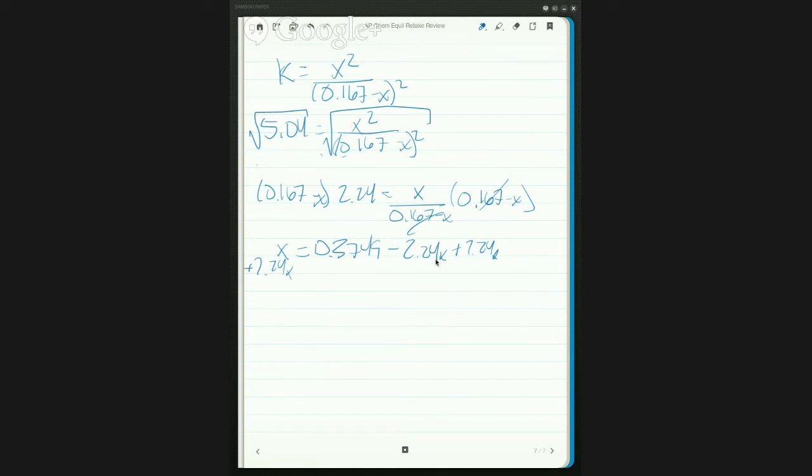I think this is right. If I mess this up, so help me. Okay, so that means this is going to go away, and you're left with 3.24X equals 0.3749, and you divide both sides by 3.24, and your X is equal to 0.12 molarity. And we already said that what we're looking for is the concentration of the CO, because X is CO. Yay, done.